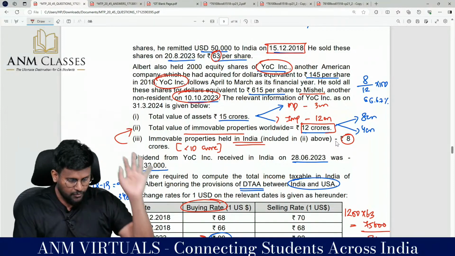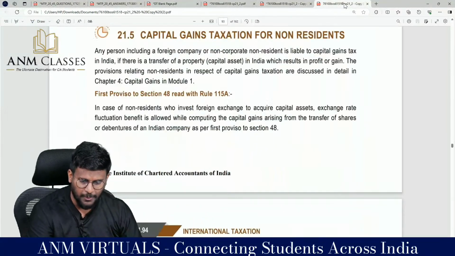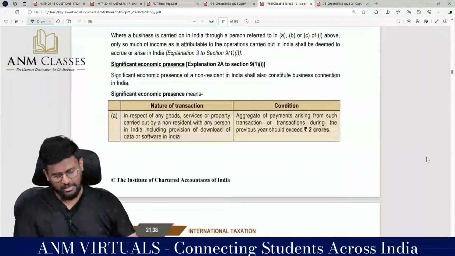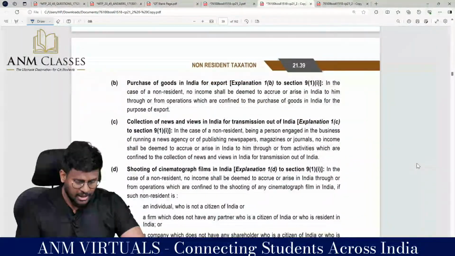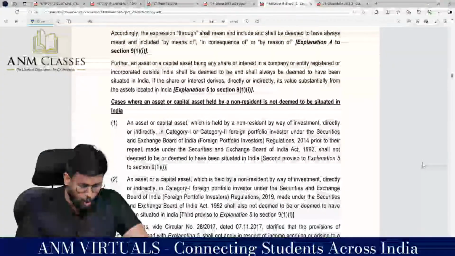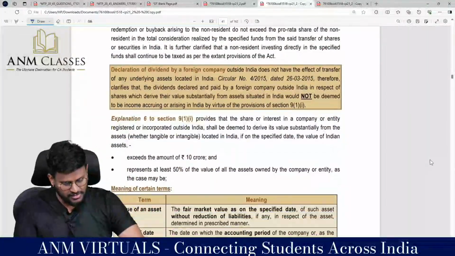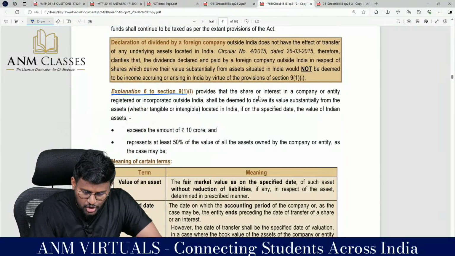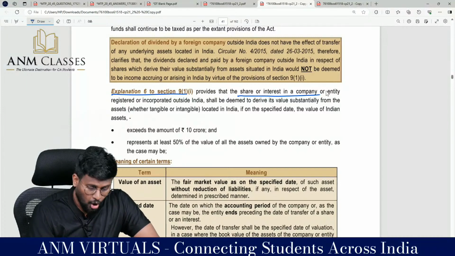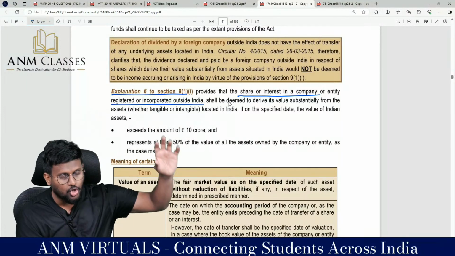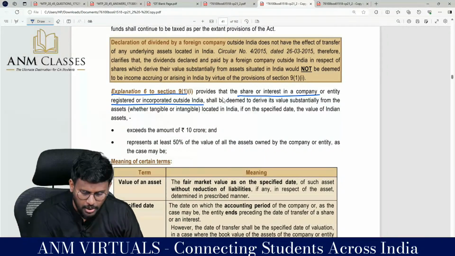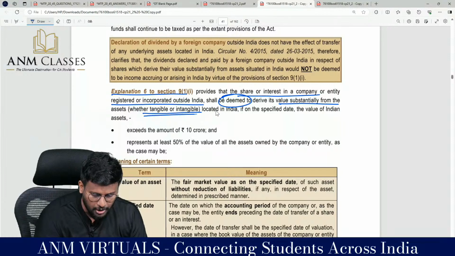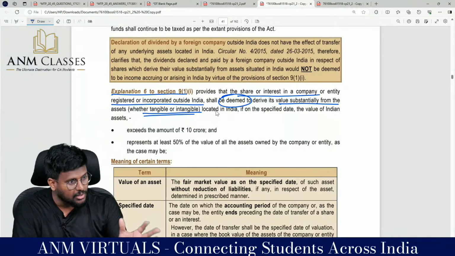That means we are having explanation. I already explained this explanation multiple times. Last class I have highlighted this. One question was from that explanation. Explanation 4, explanation 5 and explanation 6. Explanation 6 is saying that the share of interest in a company or entity registered or incorporated outside India shall be deemed to derive its value substantially from asset, whether tangible or intangible, located in India.